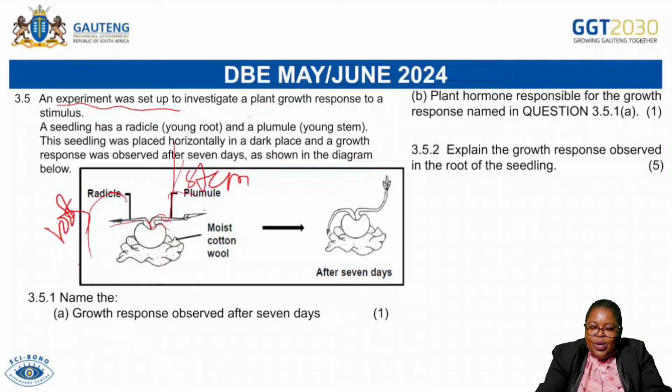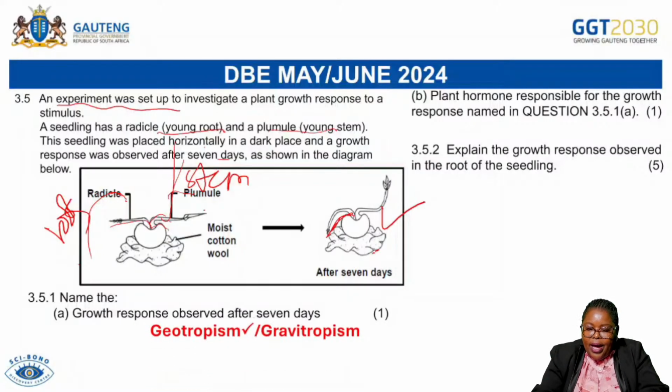Now, an experiment was set up to investigate the plant growth in response to stimulus. So a seedling has a radicle or a young root and a plumule, a young stem. This seedling was placed horizontal in a dark place and growth response was observed after 7 days. This is after 7 days, right? As shown in the diagram below, right? Name the growth response observed after 7 days. After 7 days, what do you notice there, or what do you observe there?